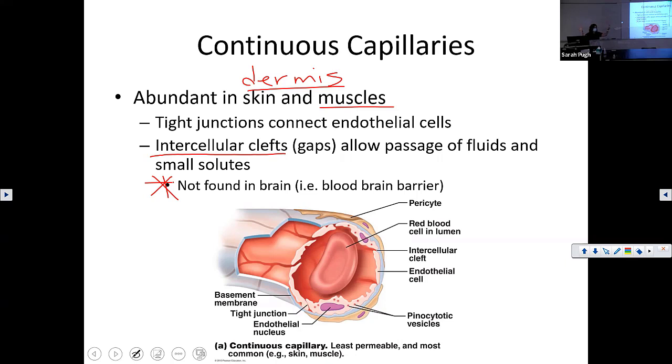because your brain would not be able to function. Now, we do have some little areas in the brain, places like the hypothalamus, where there is no blood-brain barrier, places like the medulla oblongata, where there isn't a blood-brain barrier. And this is so that your brain can identify chemicals and hormone shifts. But otherwise, everywhere else in your brain, it is continuous. There are no intercellular clefts in the majority of the brain. Okay.